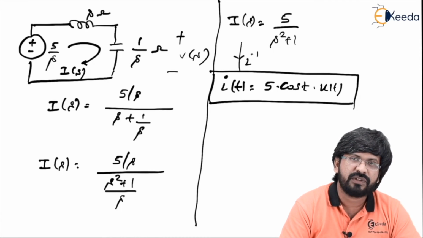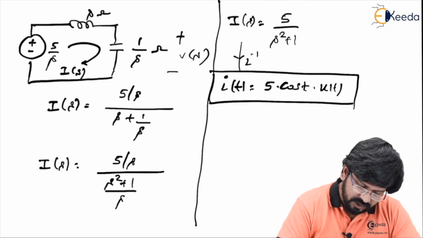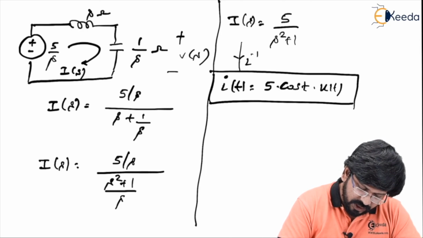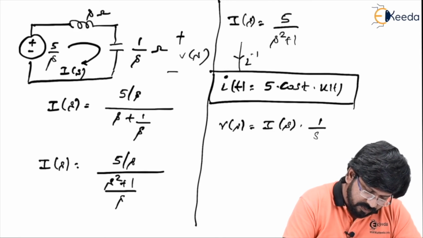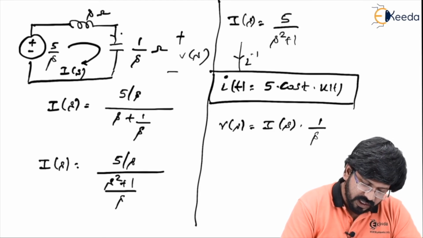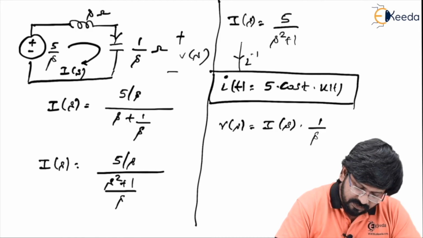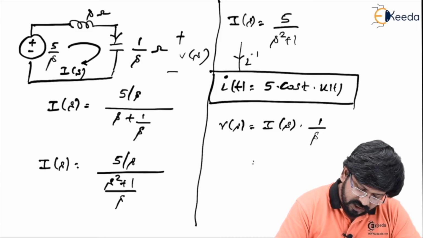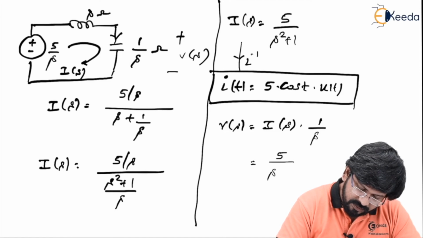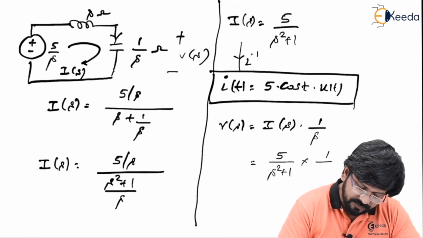What we need to get is V of t, but before getting V of t, let's try to get V of S. From V of S, you will get V of t. So by observation, you can see V of S is actually I of S into 1 upon S. This is again by Ohm's law. I of S is the current, 1 upon S is the impedance. Current into impedance gives you voltage. So what was I of S? I of S was 5 upon S square plus 1, into 1 upon S.